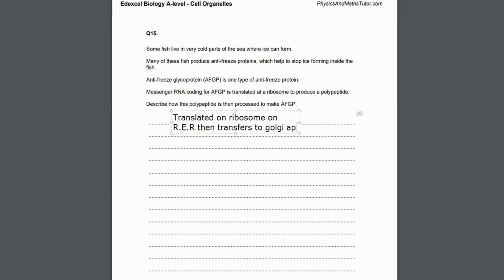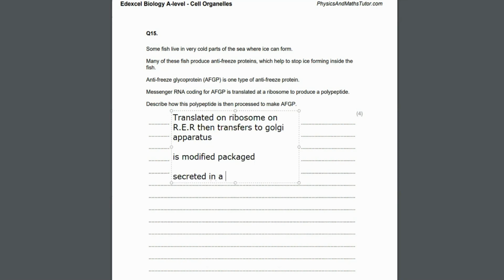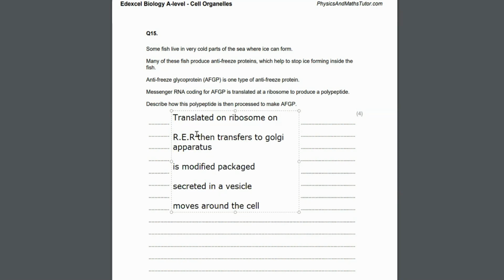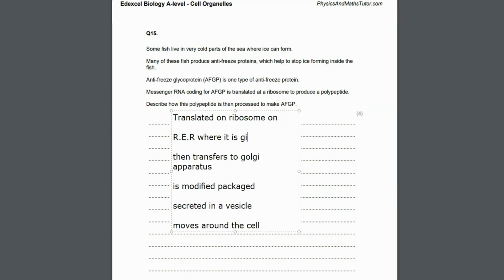So first it's translated on the ribosome in the RER, right? It gets translated. If we want, we can talk about the folding that happens there. You know, it becomes a beta pleated sheet or an alpha coil, depending on the hydrogen bonding. And we can talk about the secondary, and we can talk about the tertiary structure. The interaction between our R groups forms the tertiary structure. That all happens on the rough endoplasmic reticulum.